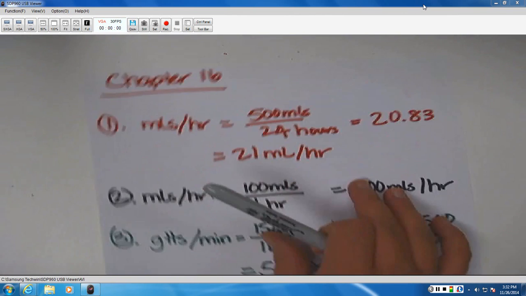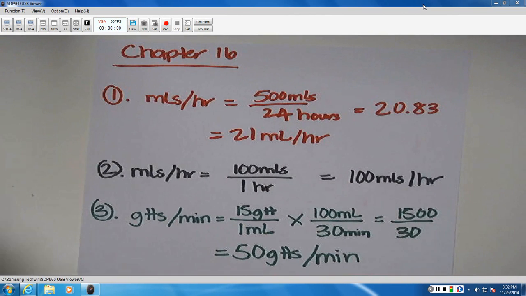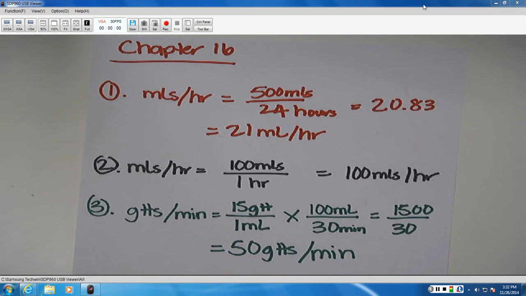Again, I set up my problems exactly the same as I have ever since we discussed proportions, I think way back in week 5 or 6. Chapter 16 in my textbook starts at page 363. This is intravenous flow rates.